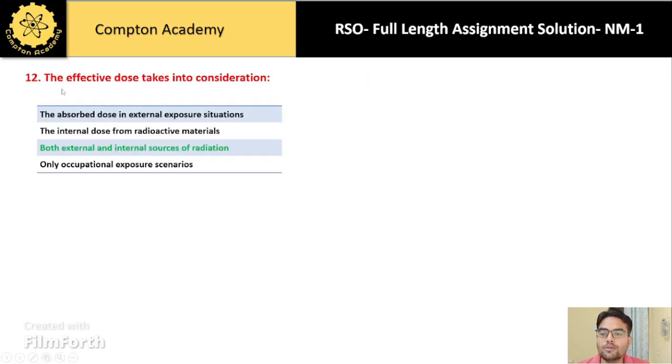Now question number 12, the effective dose takes into consideration. So the effective dose here will take both the internal as well as the external source of the radiation.